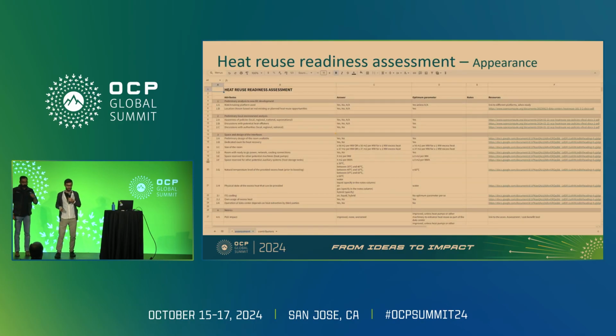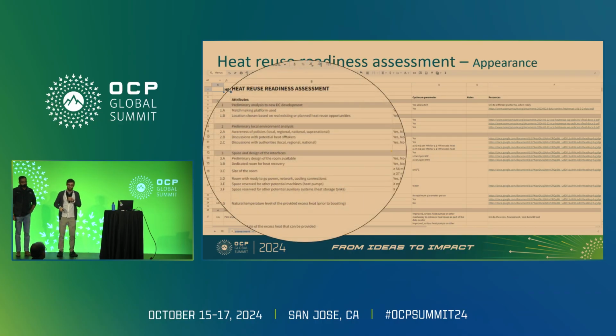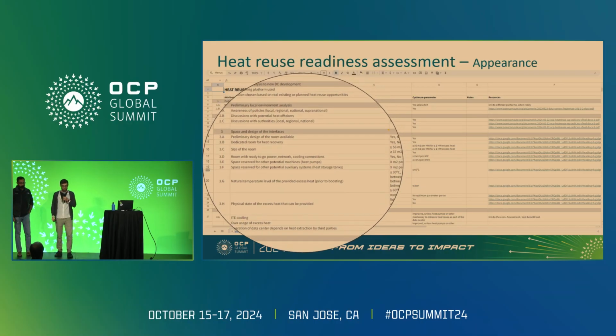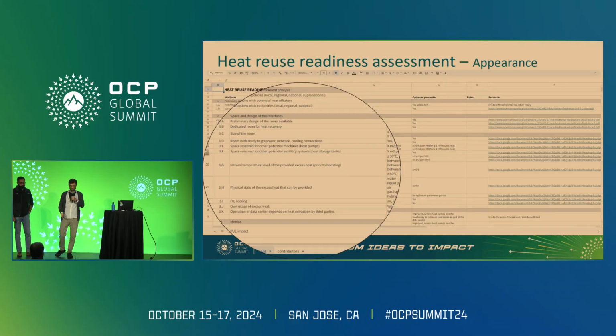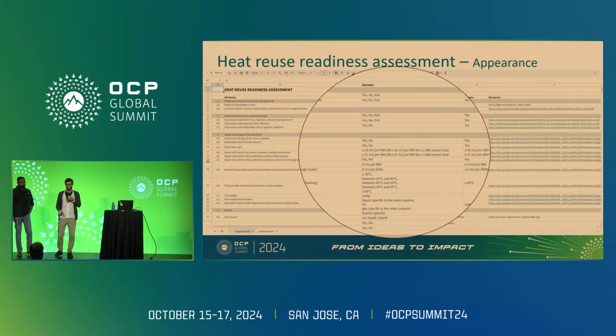So how does it look? As I said, it's a spreadsheet with the attributes, potential answers, and the answer that we believe is the best position for doing heat reuse, organized along categories. On the right-hand side, you have the resources that we are creating, such as the reference designs and the economics tool. This is where you can find more information on how to answer and why we have chosen these answers.